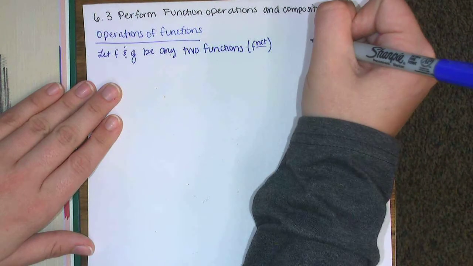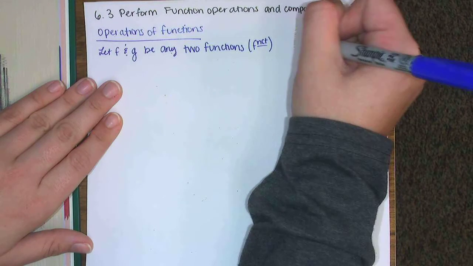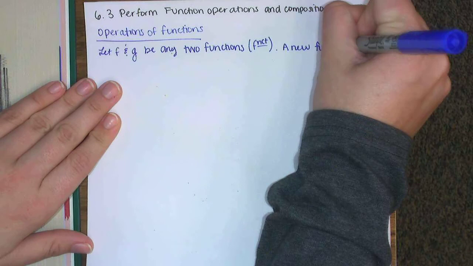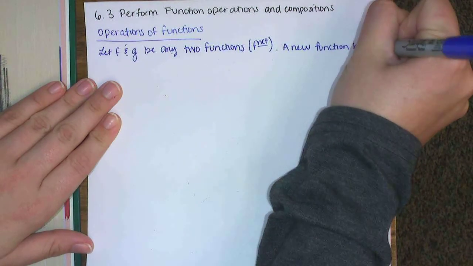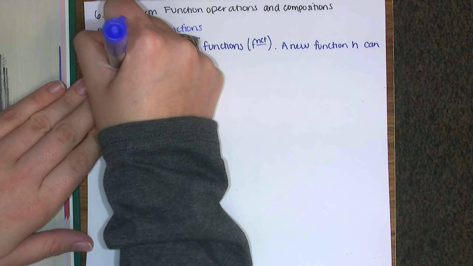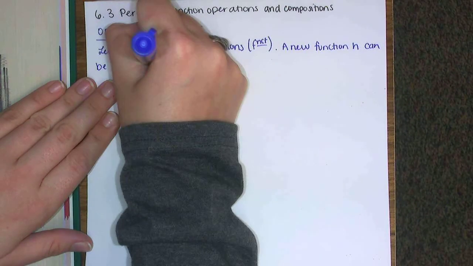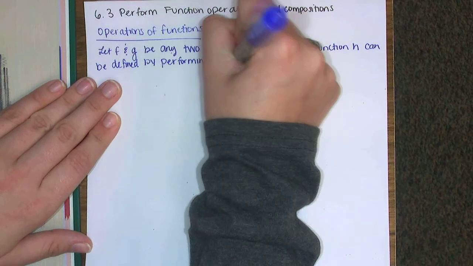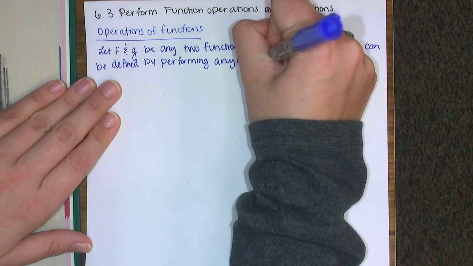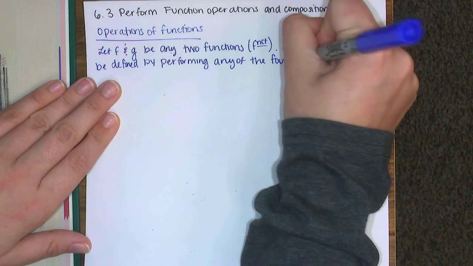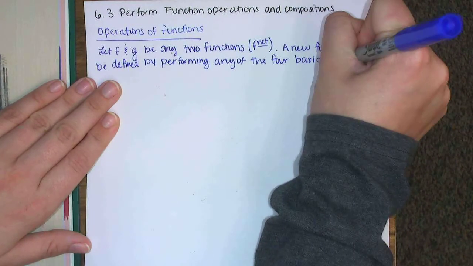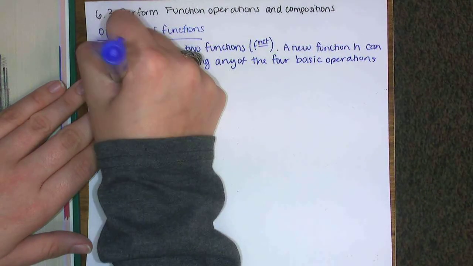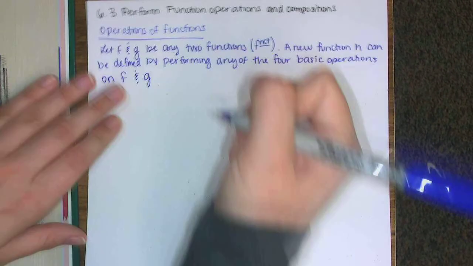A new function h can be defined by performing any of the four basic operations on f and g. Okay, so by that we mean adding, subtracting, multiplying, and dividing of functions.